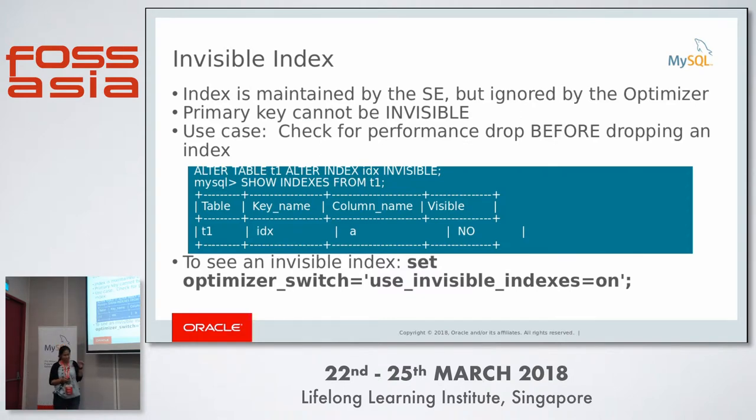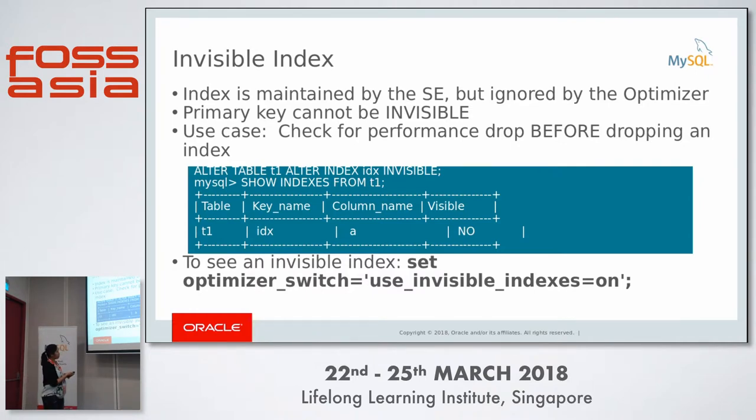After you make this index invisible, one can check whether there is a performance drop. If there is a performance drop, that means this index is actually used by the application logic, so he can make it visible again and then start using the index. Otherwise, if he thinks that the performance has not dropped at all after making it invisible, then he can just decide to drop the index.